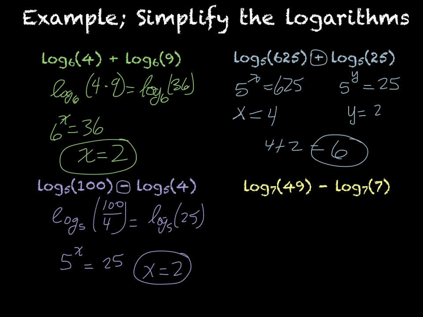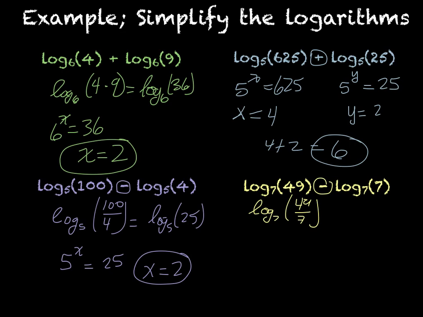Next one, log base 7 of 49 minus log base 7 of 7. There's a couple ways you can do it. We know that we can put them together with division like we did the last one, or we can solve them separately and think of them like we did the one right above it. So if we put them together, sometimes that's the easiest way to do it. Log base 7 of 49 divided by 7.